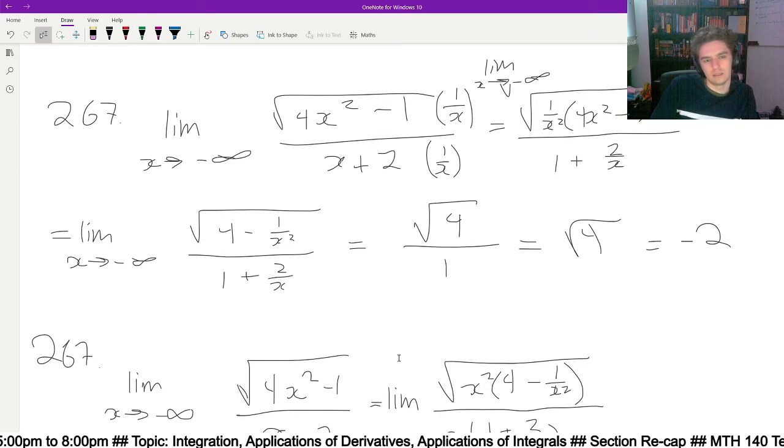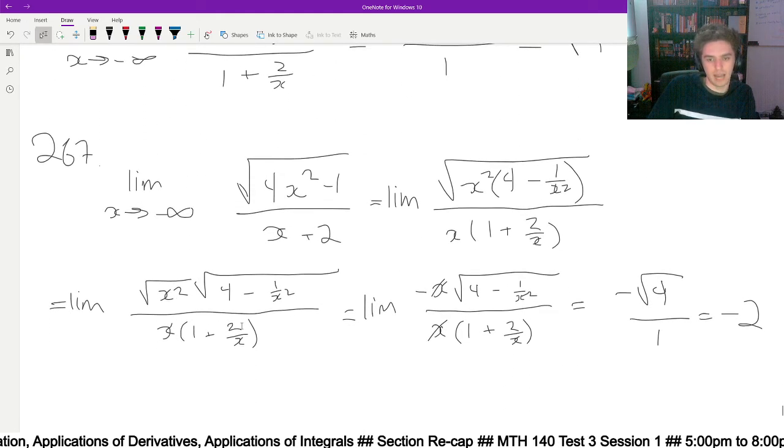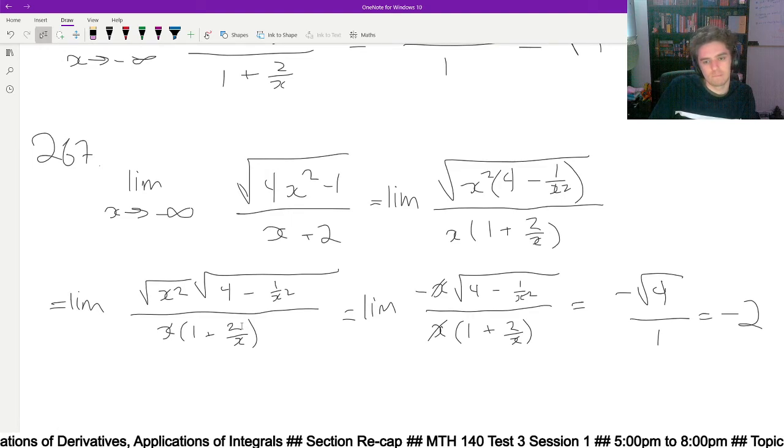By the way, I wanted to ask, after you write the absolute x, why did we pick the negative one? Is that because we're going to negative infinity? So the x is going to be negative. Yeah. Right? Thank you.